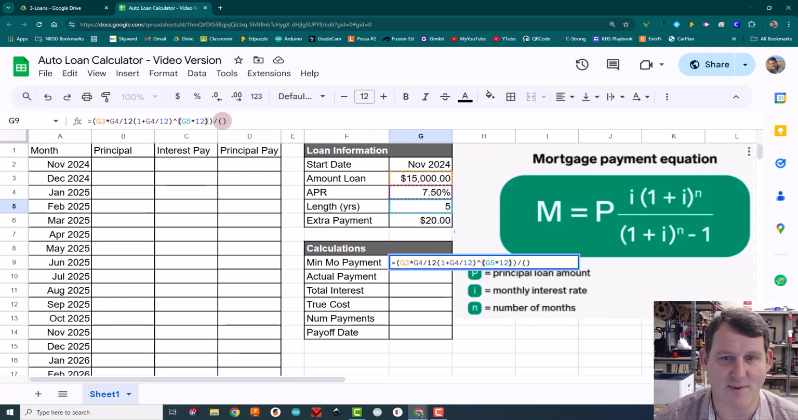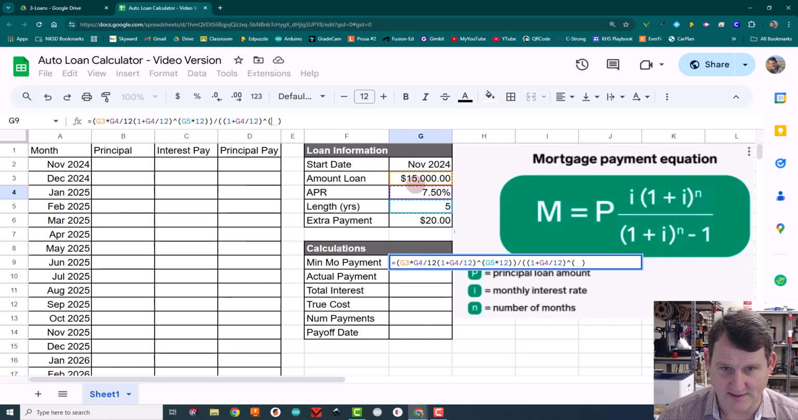Now I'm going to skip to the bottom of the fraction. This one's a little bit easier to do. I'm going to start with an open parenthesis, and I'm going to do 1 plus, and here I is just the interest rate divided by 12, close parentheses, caret, just like before, and then n. So open parentheses, and n is the number of years times 12, close parentheses, and then a minus 1, and that should take care of it. Let's see what happens.